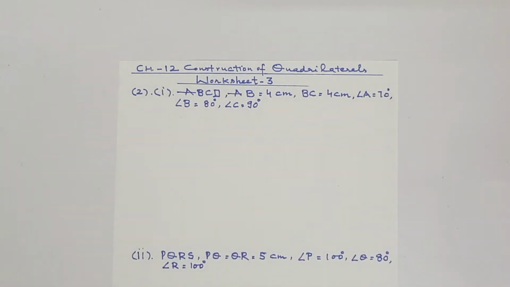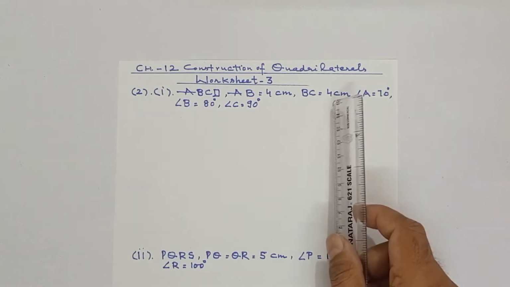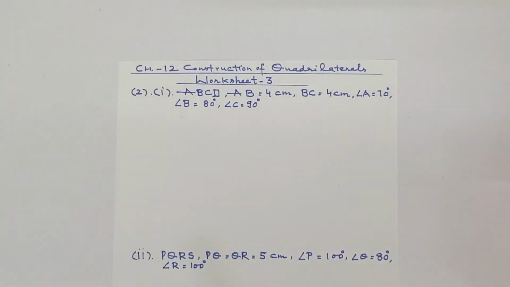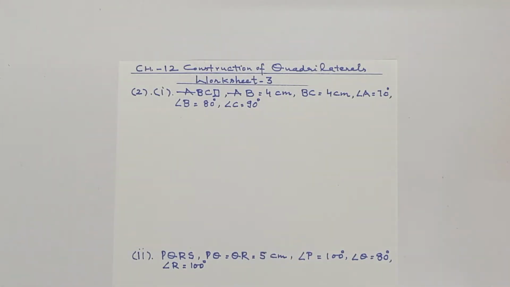So ABCD quadrilateral is to be constructed as given in the question. AB is 4 centimeter, BC 4 centimeter, angle A is 70 degree and angle B 80 degree and angle C 90 degree. One thing I would like to tell you is that here 90 degree only will be made with compass. Rest angles will be made with the help of protractor.